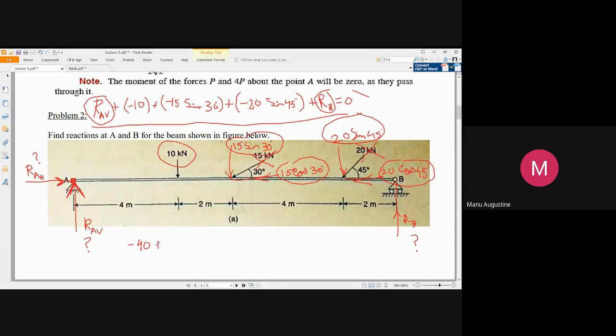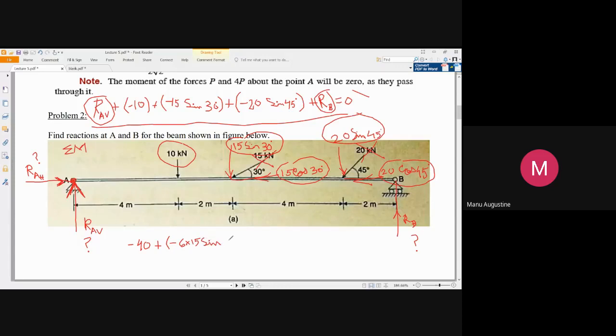Now we come to the next force, and since we have to do summation of moments, we are simply going on adding plus plus plus. So plus the moment of 15 sine 30. Now quickly somebody tell me what is the value of the moment and what is the sign of the moment. 15 sine 30 vertically downwards acting at a distance of 4 plus 2. This will be minus 4 plus 2, 6, into 15 sine 30, which is minus 45 kilonewton meter.